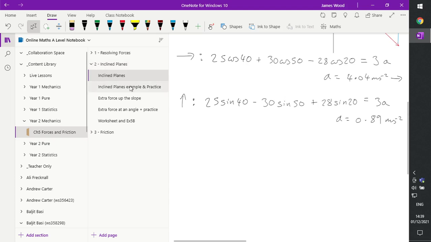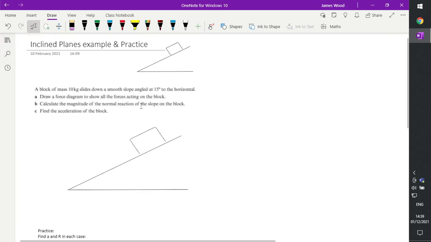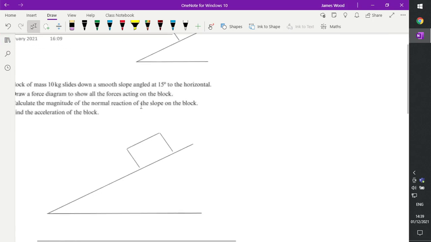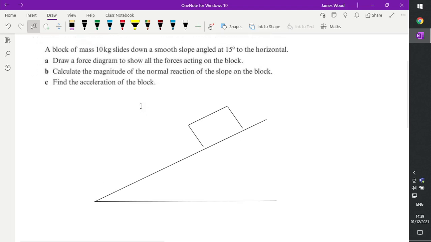So all we're going to focus on in this lesson is something called inclined planes, which basically means slopes. So here we've got a block of mass 10 kilograms sliding down a smooth slope angled at 15 degrees to the horizontal. Draw a force diagram and show all the forces acting on the block. Find the magnitude of the normal reaction and find the acceleration.